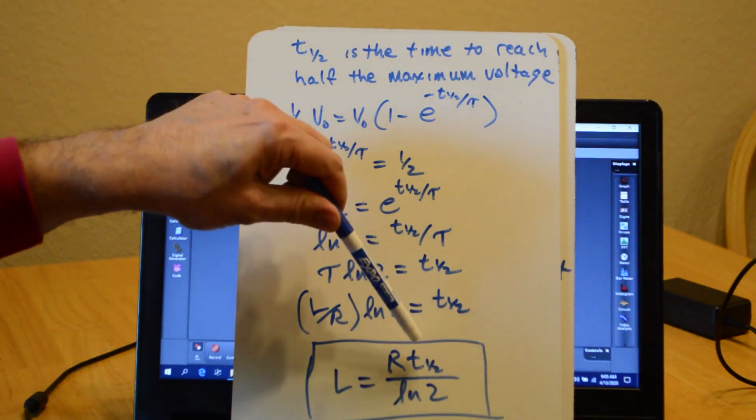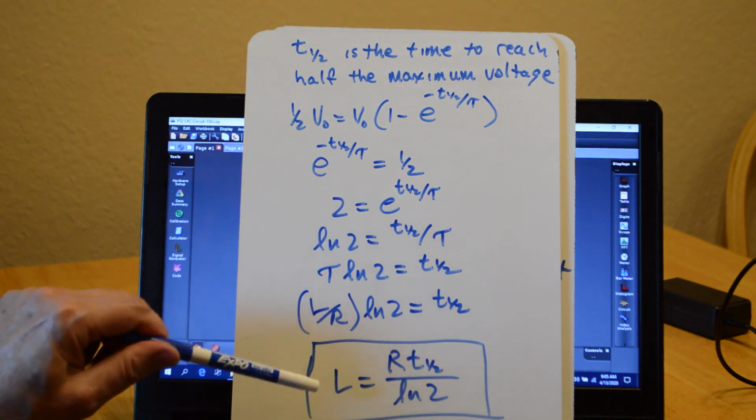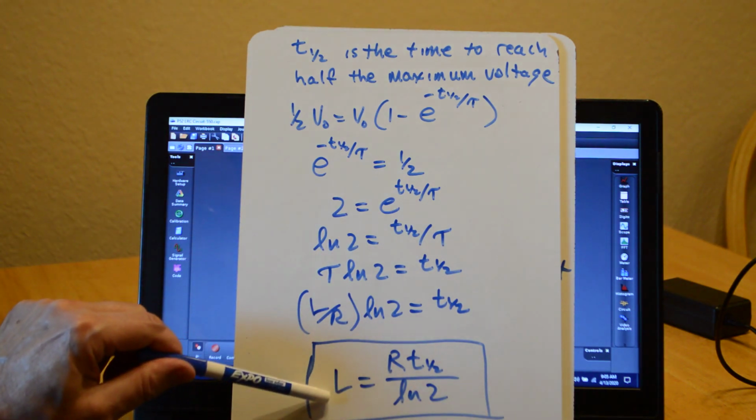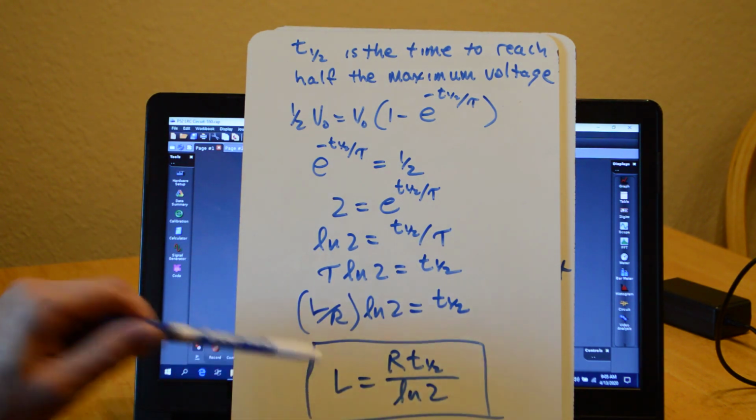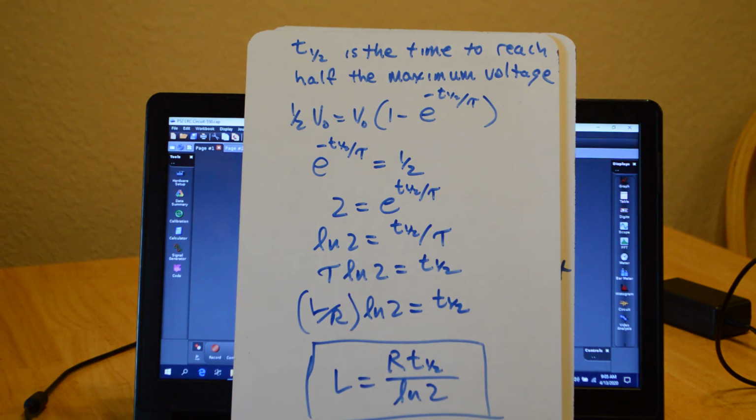So we'll find the time to reach half the maximum voltage, and then we can get a measured value for the inductance and compare that to the actual inductance of the circuit using an inductance meter. So that's the activity we're going to do this time. So I'll set up the circuit for this one and then get back to the video on that.